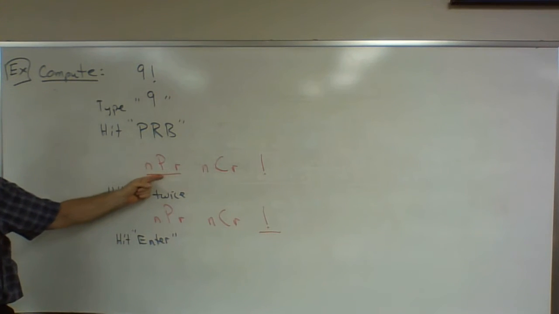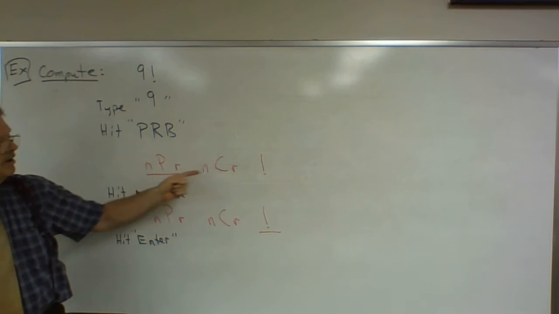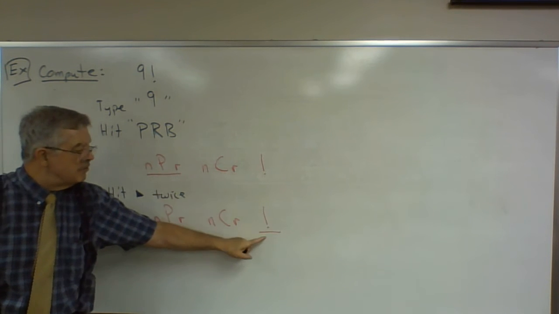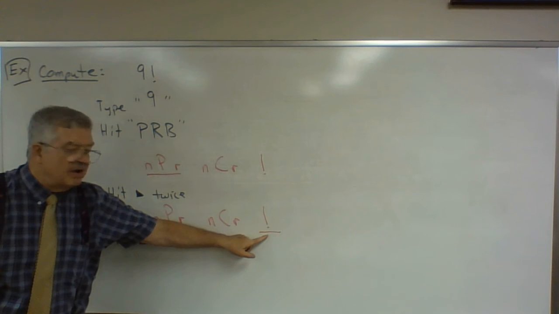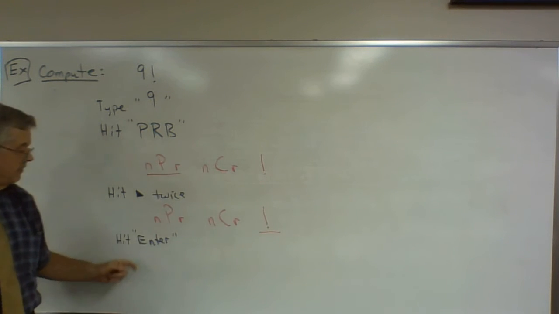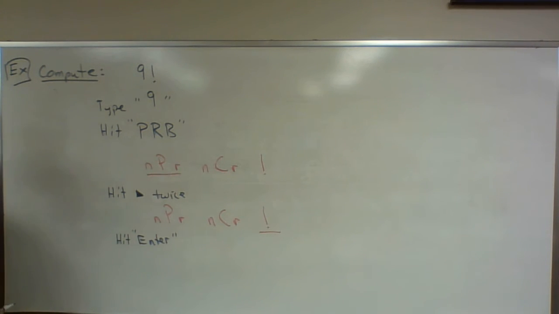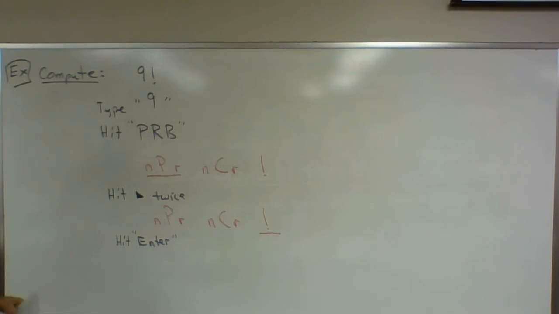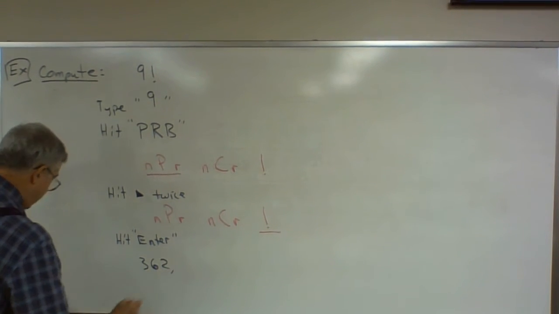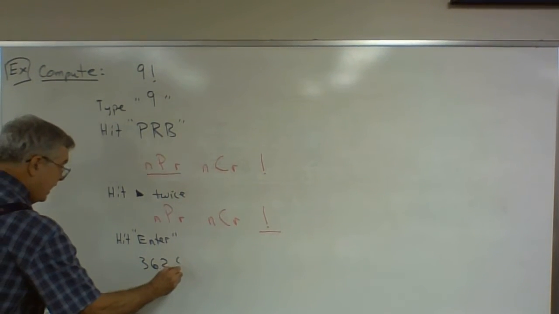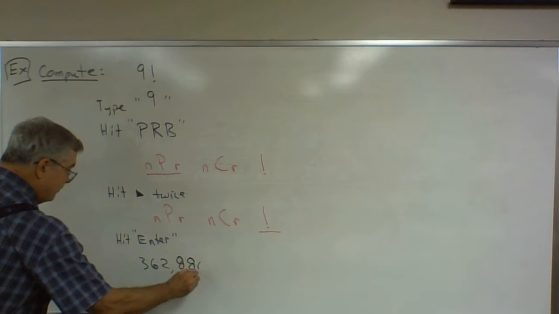And that will move the underscore from NPR to NCR to factorial. We have factorial underlined, and that's what we want, so we'll hit enter. And we should get 9 factorial, which is 362,880.